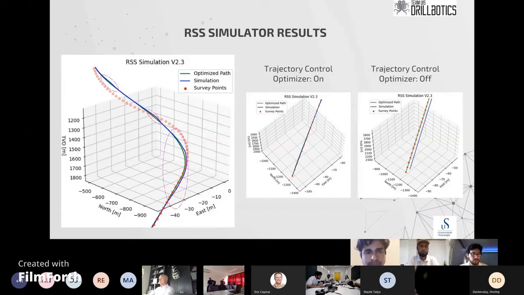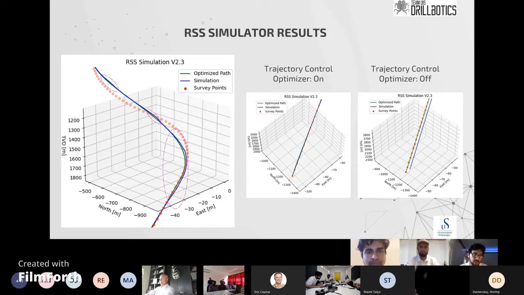The best thing to look for the results is just to check what happened when the trajectory control optimizer is on and what happened when the trajectory control optimizer is off. For example, when it's on, this is the target or the final coordinate to reach, and we can see that the simulated and the optimized well path are very close. But when the trajectory control optimizer is off, we can see that there is an offset or a deviation, and it can create some problems in the real world.